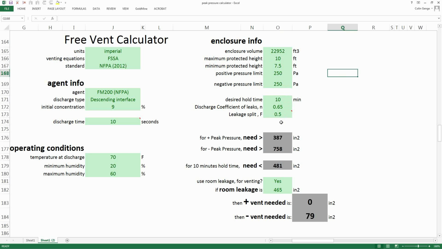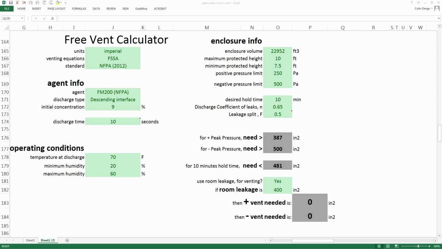250 pascals. Okay, so what you notice here, even if we're going to be using the room for venting, and let's say we're going to assume we can use 400 square inches for venting, we still require a vent of 174 square inches. Basically need about a one square foot vent for this room. So again, there's a bunch of things that we can do with this. We can change the height of the room. We can change the height of the minimum protected height. We can change the positive pressure limit. The moment we change the positive or negative pressure limit, in this case, if we change that to 500 pascals, all of a sudden our need for a vent disappears. So I think we've actually got this calculator down to a point where it's fairly effective and easy to use.